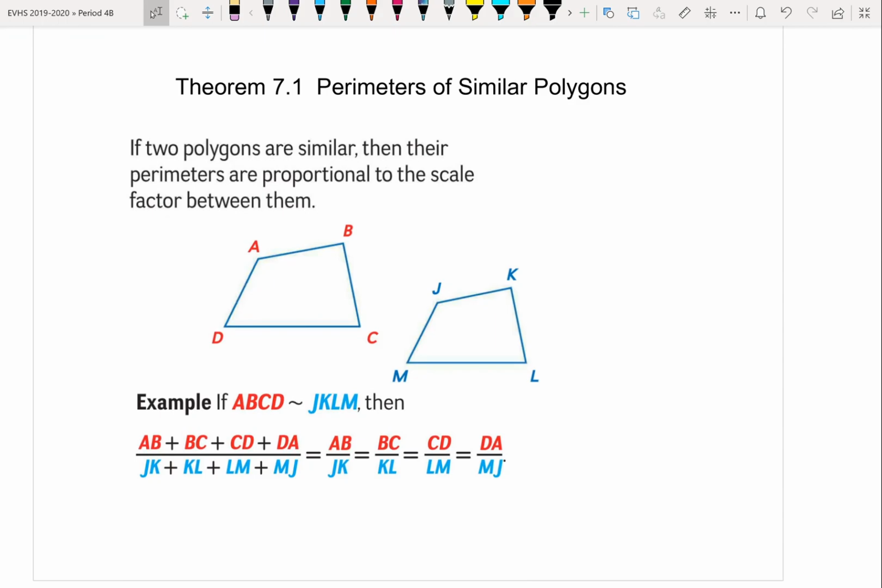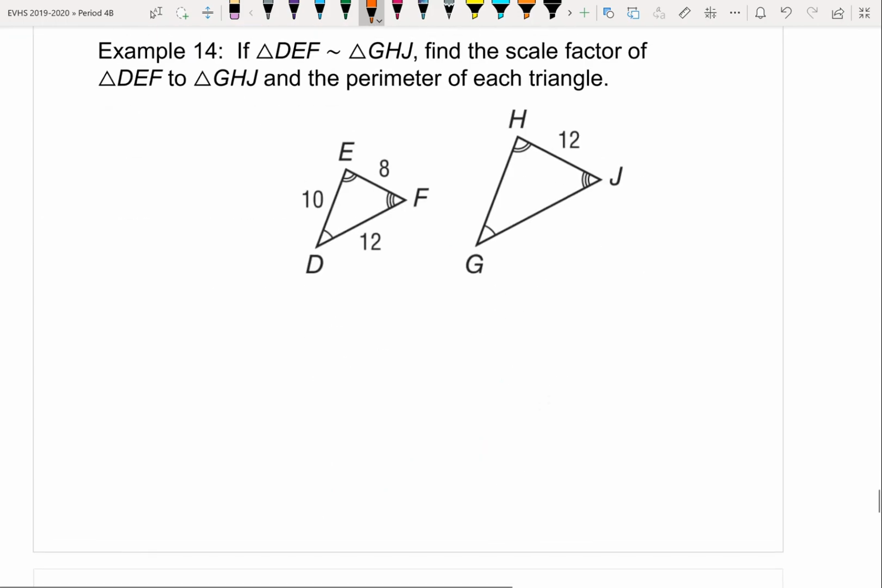All right, Theorem 7.1, perimeters of similar polygons. So, this first thing right here is the same thing you've already seen. It's an extended ratio, extended proportion we did on the very first section. Now, all we're saying is that the perimeters of similar polygons are also proportional to the sides. So we can just throw the perimeter on there. That's what this example is over here. Let me show you how that works.